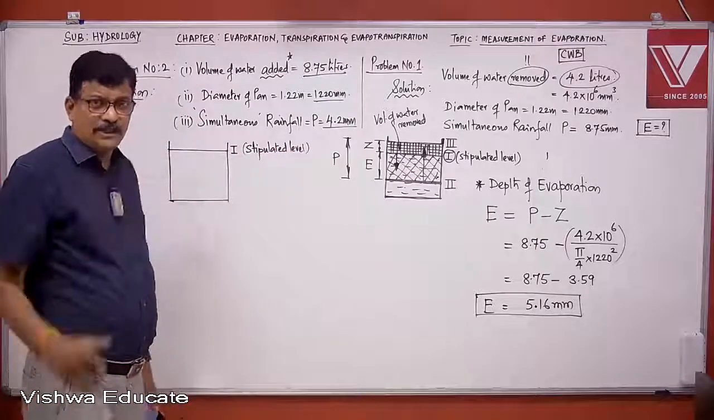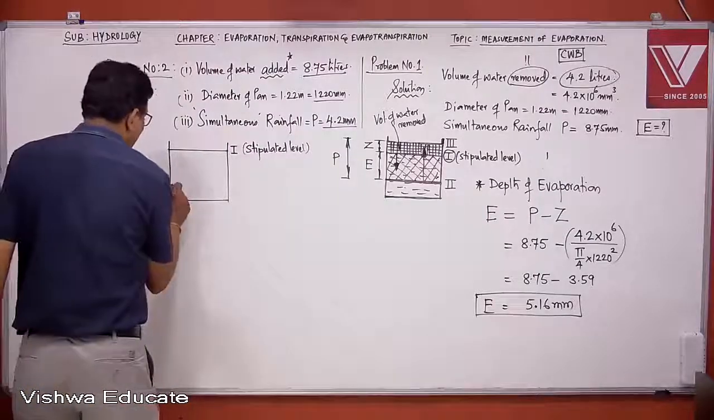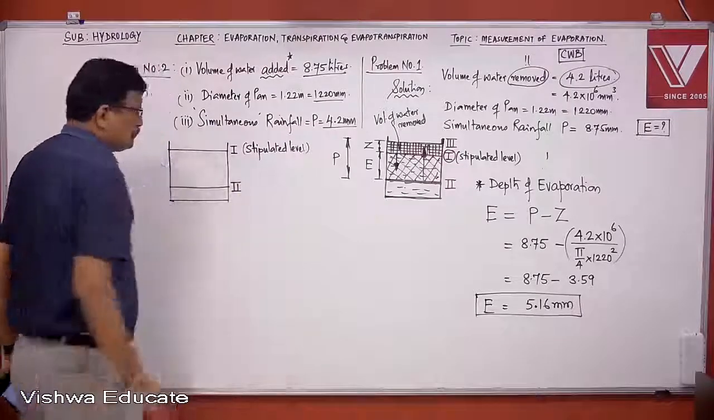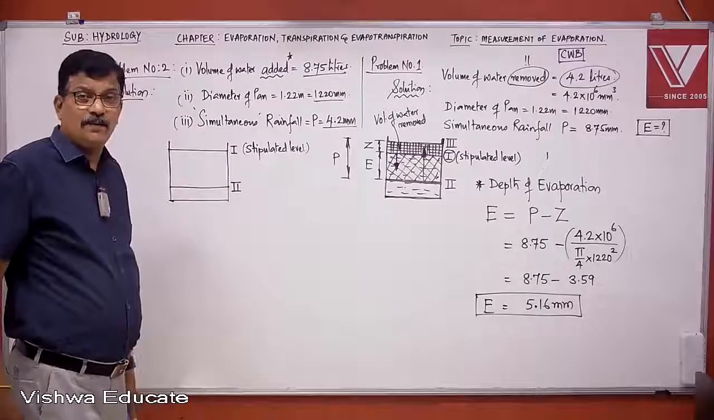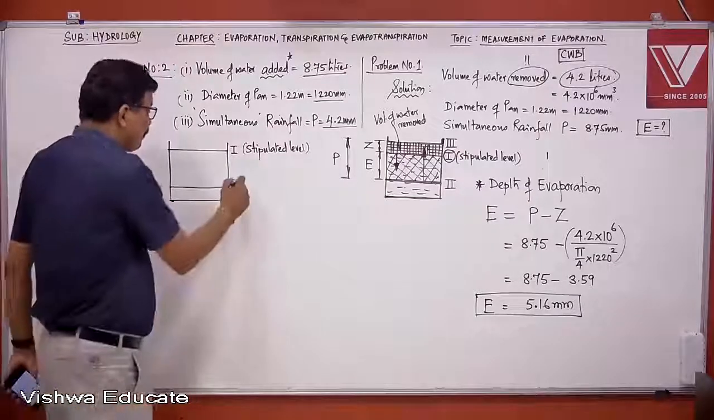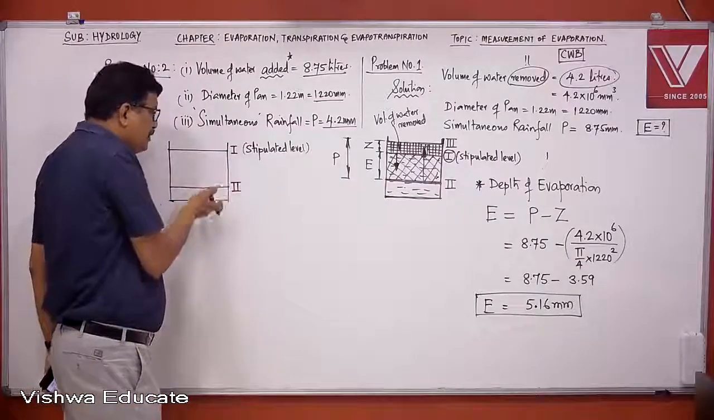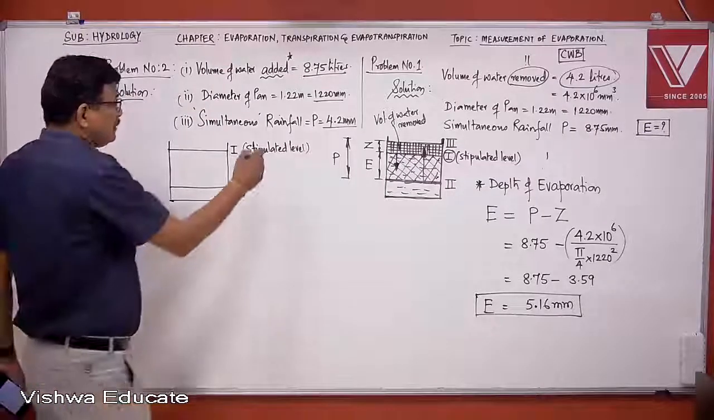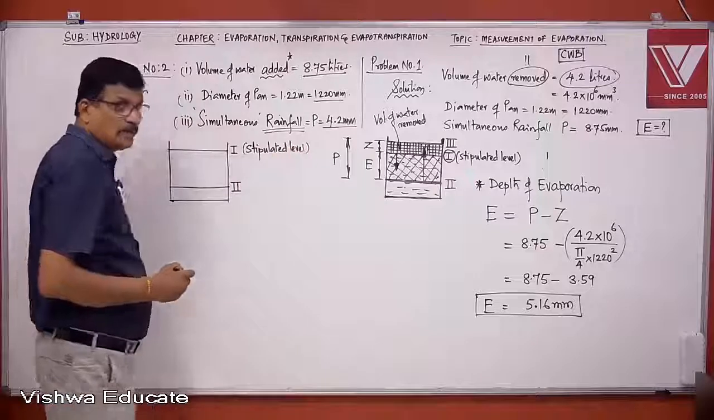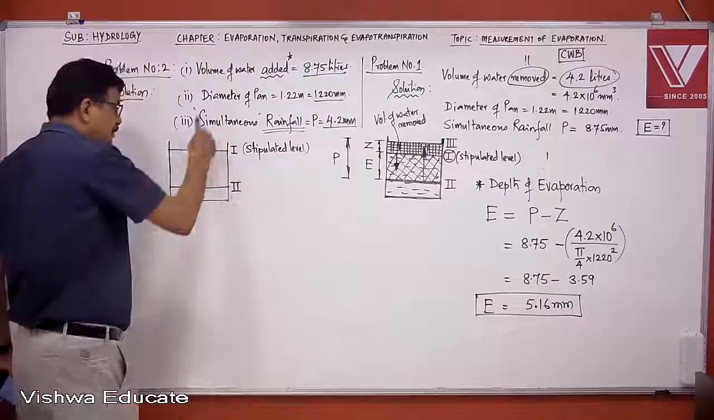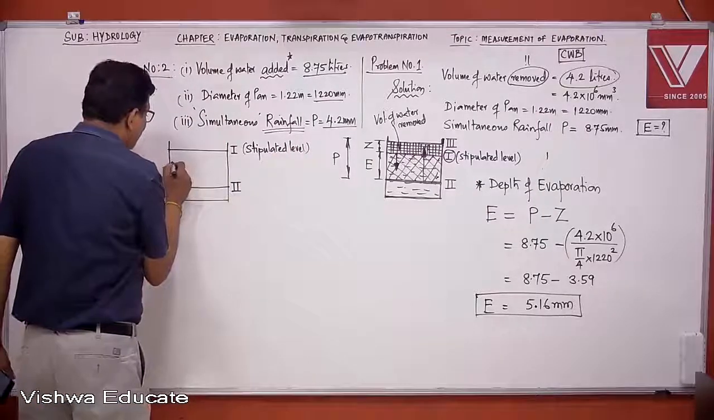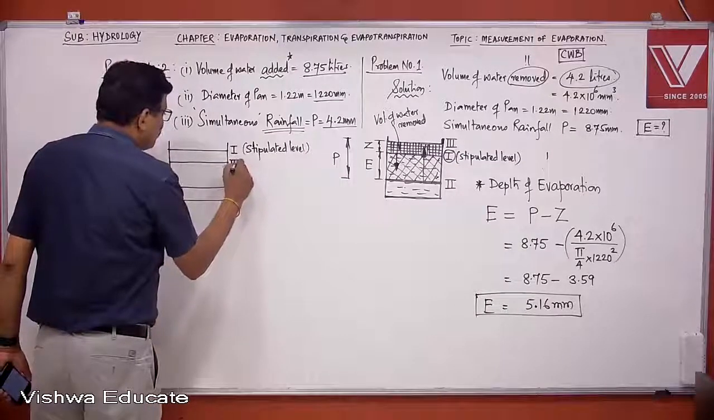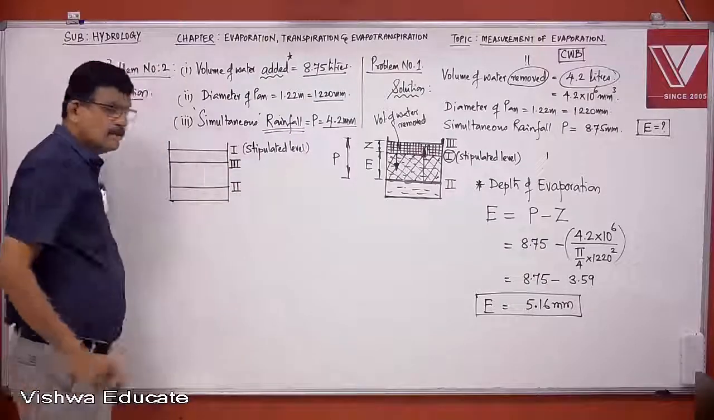Due to evaporation, the waters have come to this level. That is due to evaporation. The waters have been lowered from level 1 to level 2 because of the loss of water. At the same time, there has been a rainfall of 4.2 millimeters which has added to this, and the water level then has come to level 3, right?